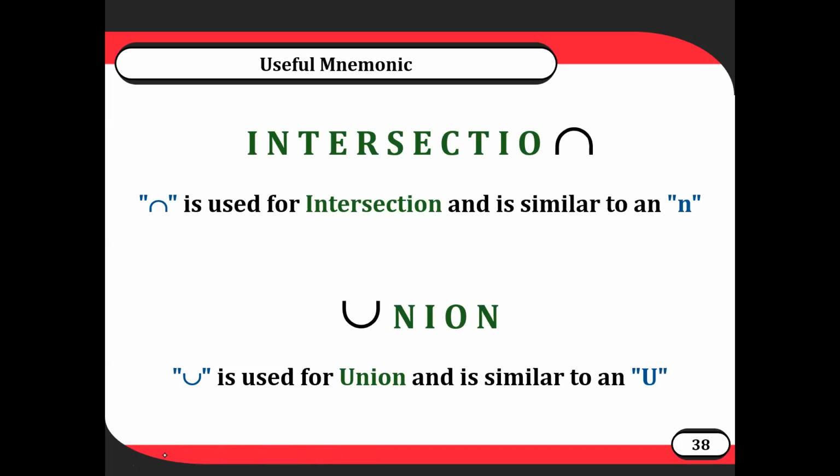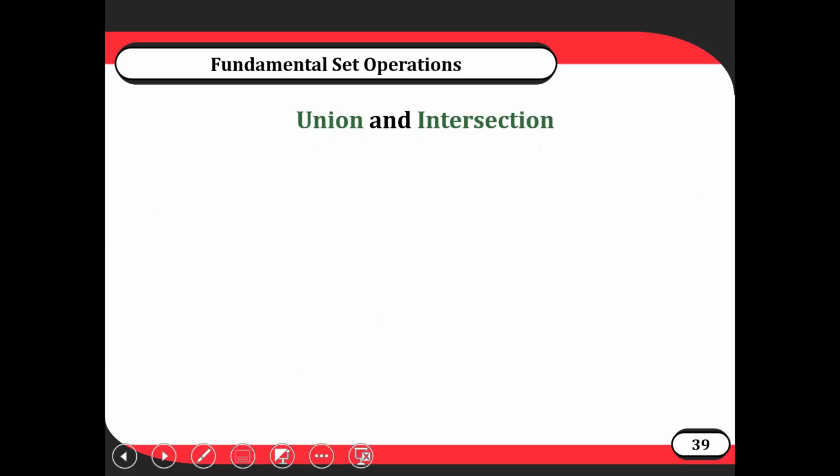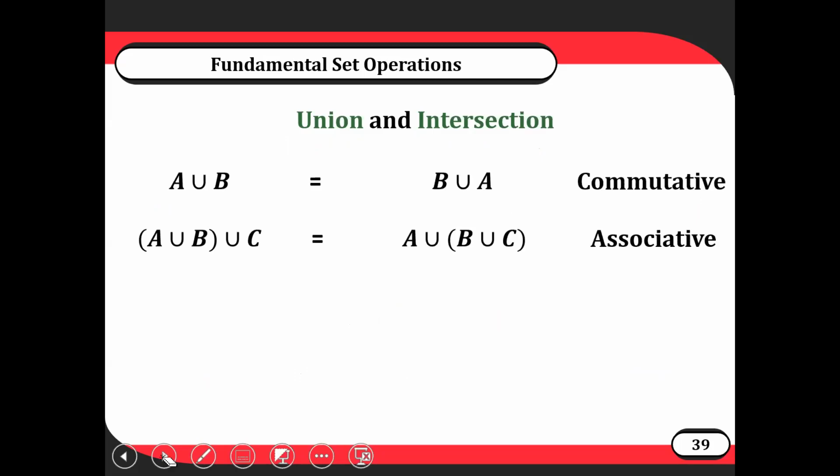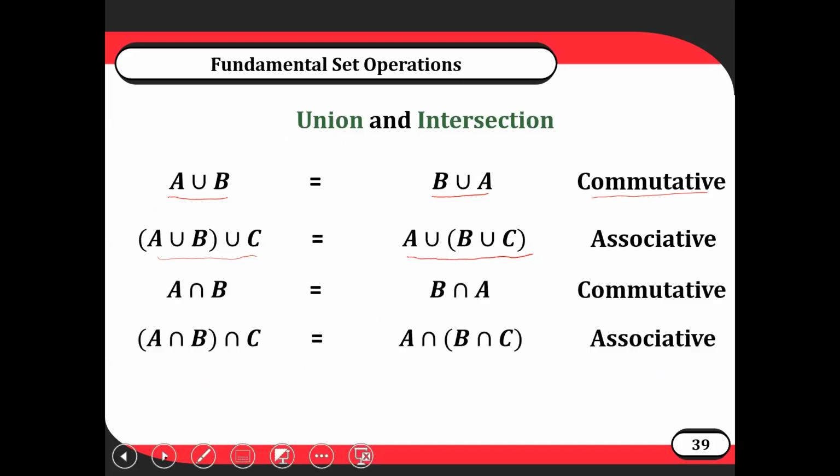So here's, again, useful mnemonics. I find this one, I use this in my own head if I'm confused, or I did when I was a student learning this: the union with the U. So union and intersection. If we have a union, A union B is equal to B union A, that is, it's commutative. A union B union C, we can shift the brackets around and do them in a different order. It's associative.